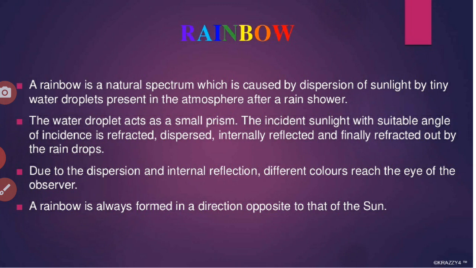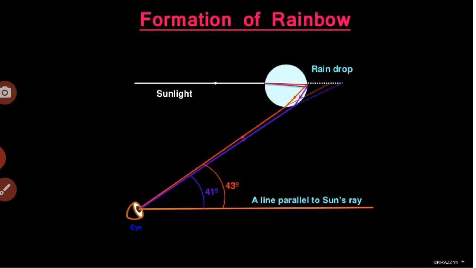Now, the rainbow. A rainbow is a natural spectrum appearing in the sky after a rain shower. It is caused by the dispersion of sunlight by tiny water droplets present in the atmosphere. A rainbow is always formed in a direction opposite to that of the sun.